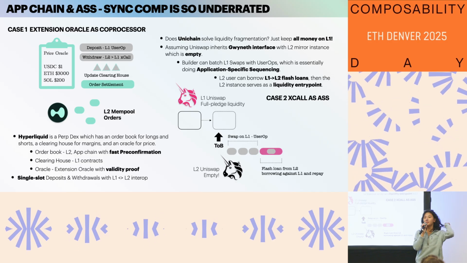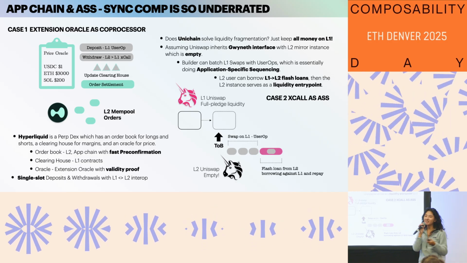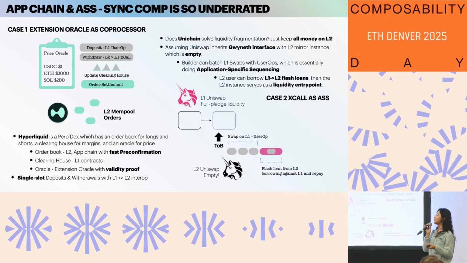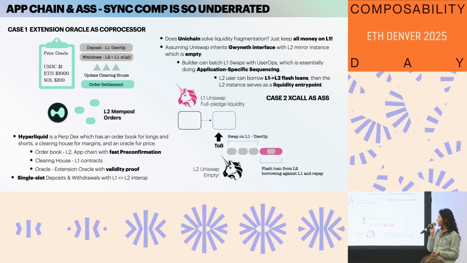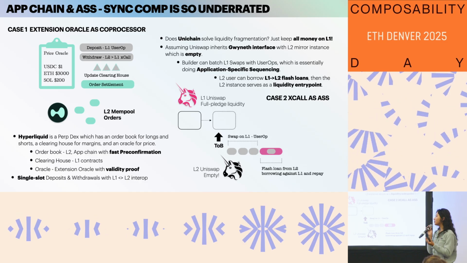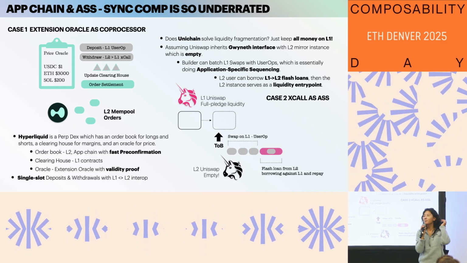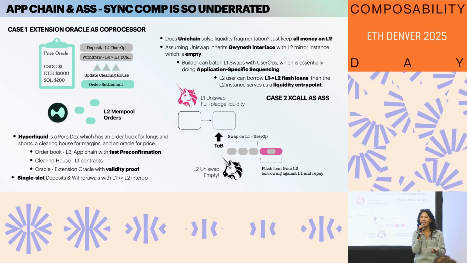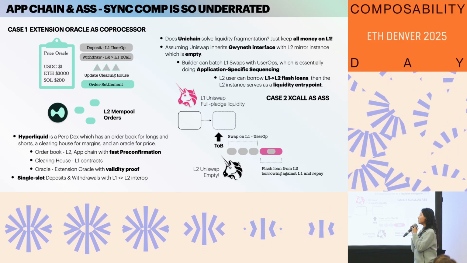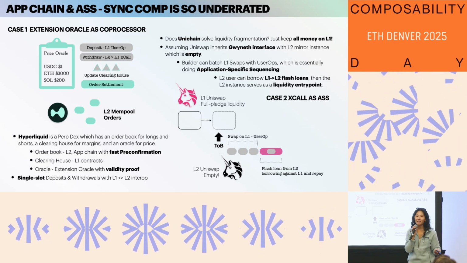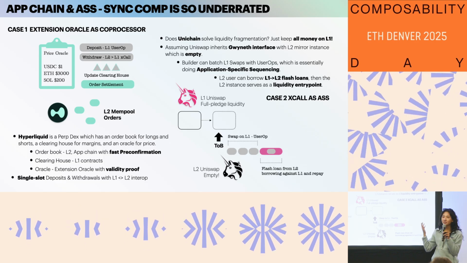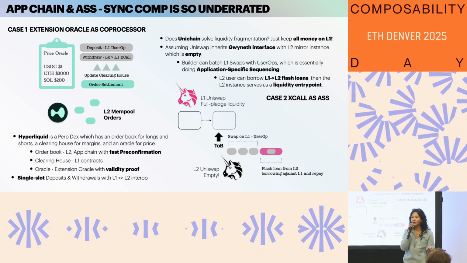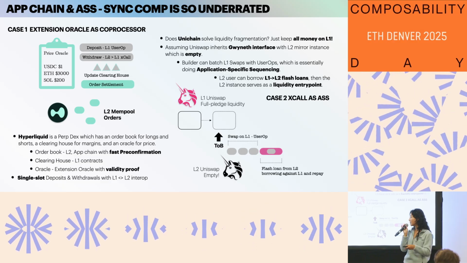Right. And I'm going to give two examples to counter the argument that synchronous composability is underrated. Specifically, the first goal is we want to migrate Hyperliquid as an app chain. How do we use our current construct to do that, right? As we know, Hyperliquid is a perp stack that has order books for longs and shorts, a clearinghouse, and an oracle for price updates, right?